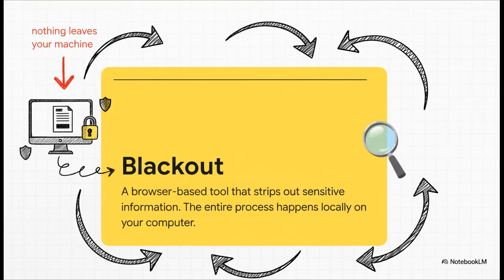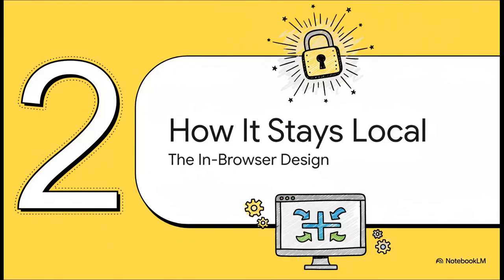So what is Blackout exactly? Well, at its heart, it's a tool that runs in your web browser, and it finds and removes sensitive information from transcripts. But the most important part, the absolute key, is that the entire process happens locally, right there on your computer. Nothing, and I mean nothing, leaves your machine unless you explicitly tell it to. Okay, so that might sound a little bit like magic, but it all comes down to what's called its in-browser architecture. This is how the tool actually makes good on its privacy promise. It's how it builds that trust.